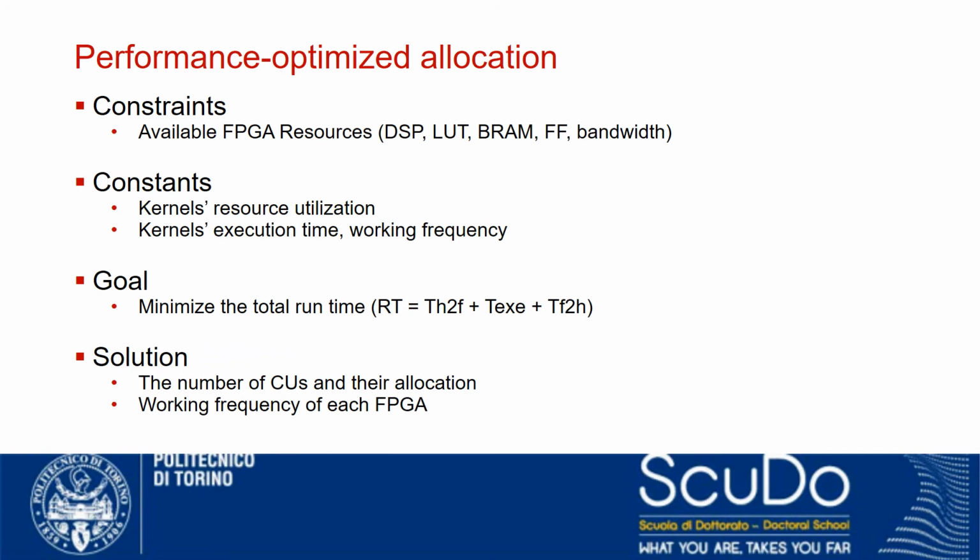We model the performance-optimized problem using the available FPGA resource constraints and the kernels' characterization as the input. The goal is to minimize the total runtime, which includes the data transfer time between host and FPGA and the kernel execution time. We use a mixed integer nonlinear programming solver to solve the model and also developed a heuristic method to improve the efficiency.